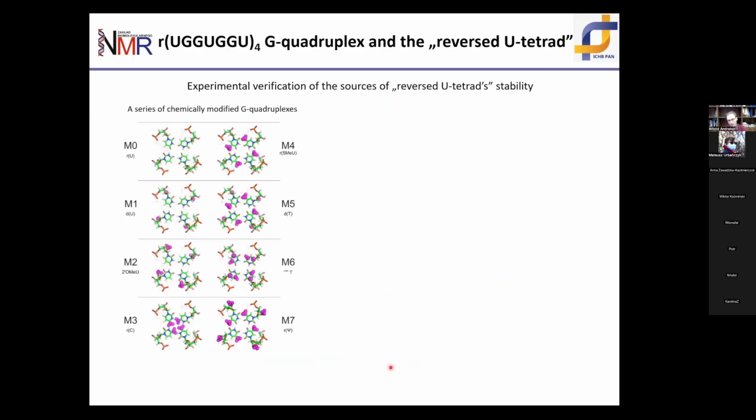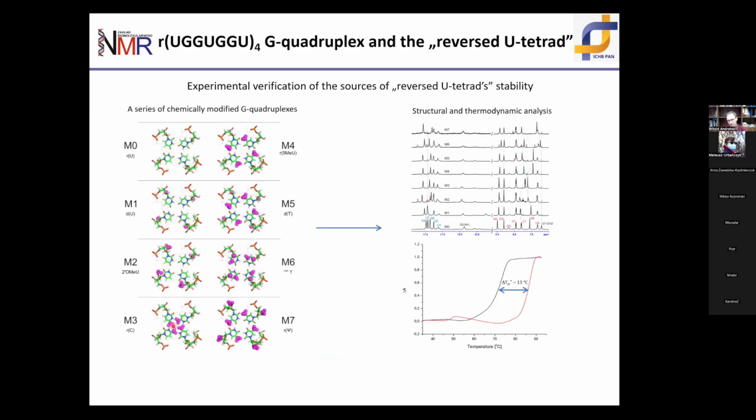So what we did, we actually introduced a series of chemical modifications into this last tetrad. So we, for example, switched ribouridine to deoxyuridine, or to a uridine without the OH group, or to a cytidine. And for each of these modified quadruplexes, we once again did the full NMR analysis to find out if the structure of the motif is preserved. And at the same time, we did thermodynamic analysis to see if the modification changes the thermal stability.